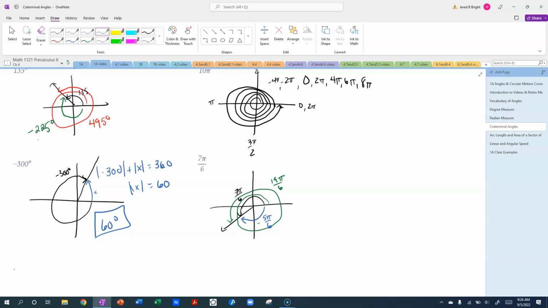So coterminal angles, the big takeaway: they start and end at the same place. A little bit of graphical inspection, or just adding multiples of 360 or 2 pi, depending on which unit you're in, will always work.